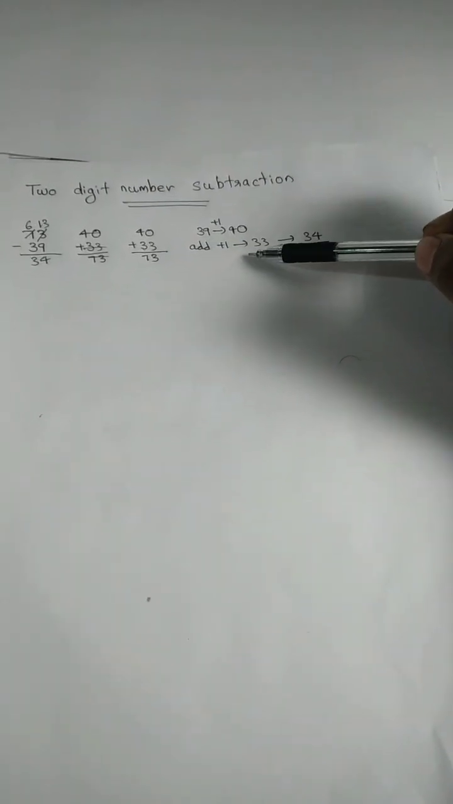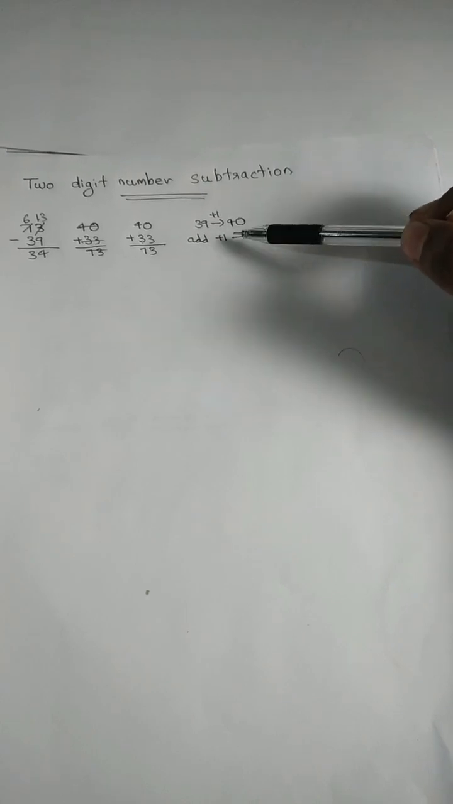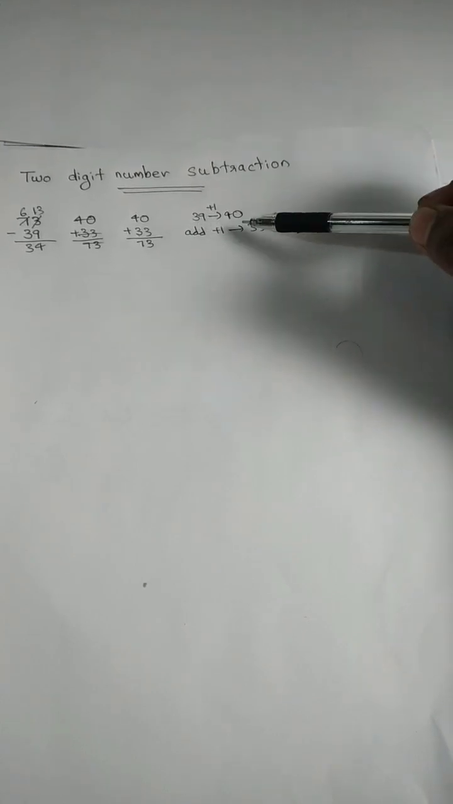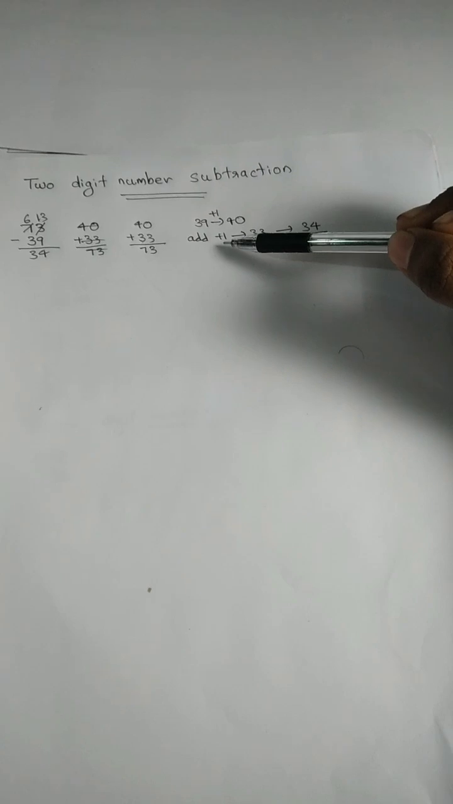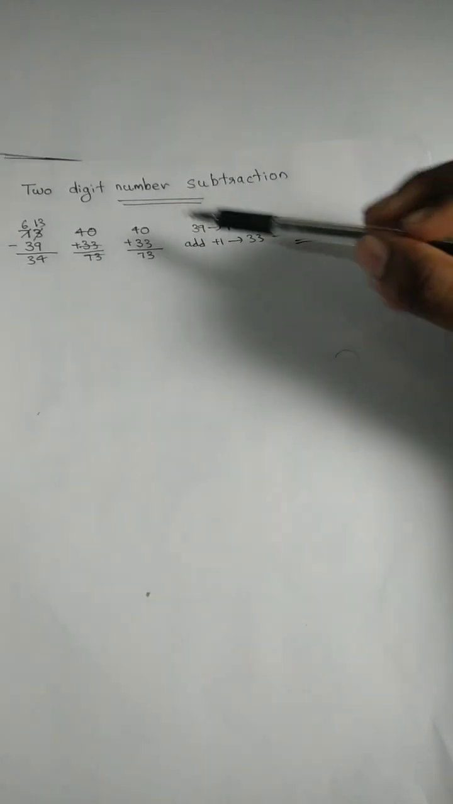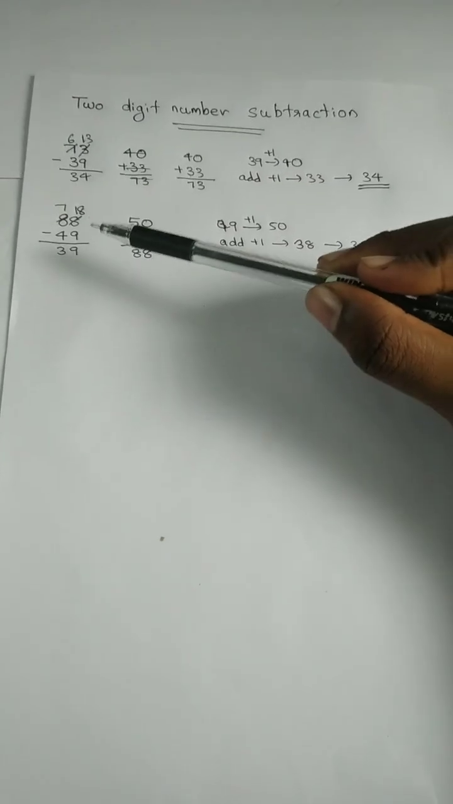Whatever you get, 33, you want to add one more because you have changed 39 to 40. So you want to add 1 to it. When you add 1 to 33, you would get 34. 34 would be the answer. We can look at one more example.